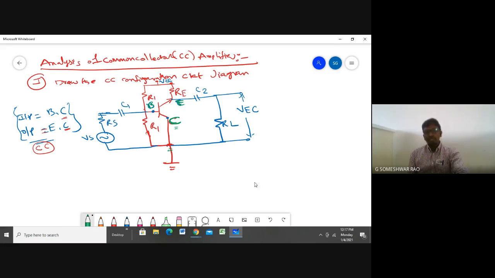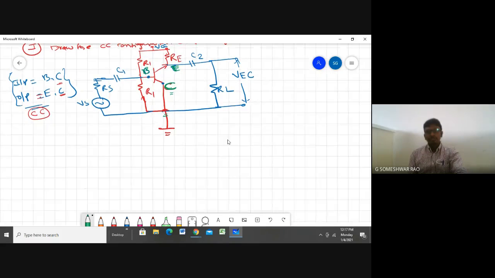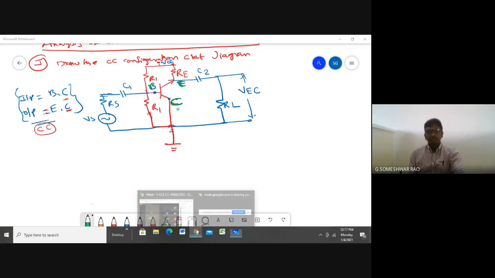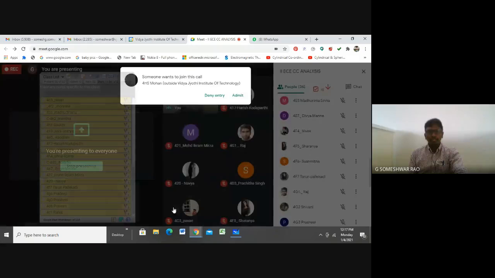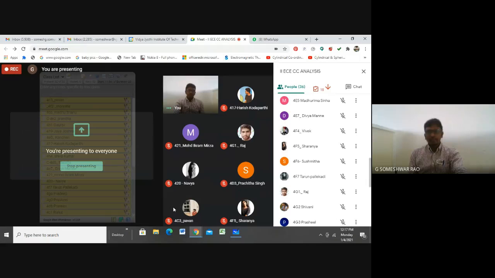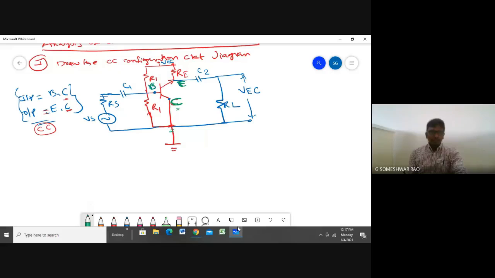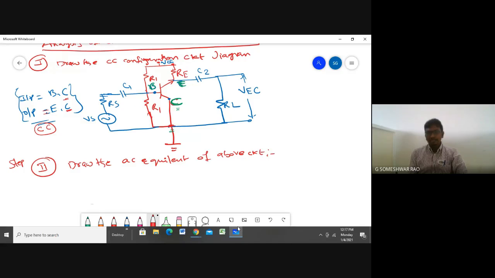Go for the second step, those who have completed. Please let me know whether you are still drawing. Completed, sir? Go for the second step. What is the second step? Step 2 is to draw the AC equivalent of the above circuit. That above circuit is nothing but the CC configuration.